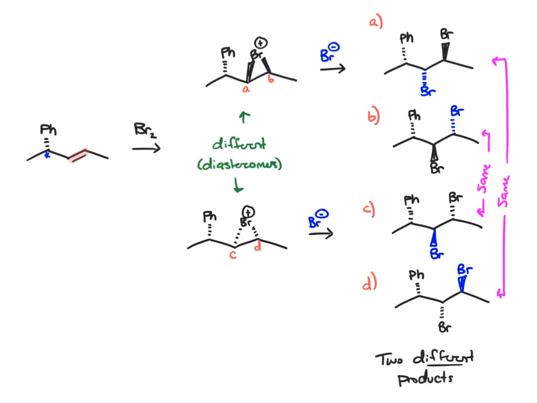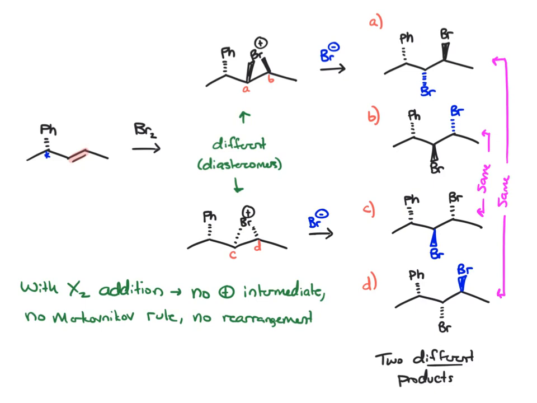But what I encourage you to do anytime you're working one of these problems is to go through and draw all 4 possible products and then compare them. Sometimes they may be the same, sometimes they may all 4 be different. A couple of other things to take note of just in general. When you're doing halogen addition, there's no carbocation intermediate in the mechanism. That means there's no Markovnikov's rule or Markovnikov selectivity. You also don't have to worry about carbocation rearrangement.